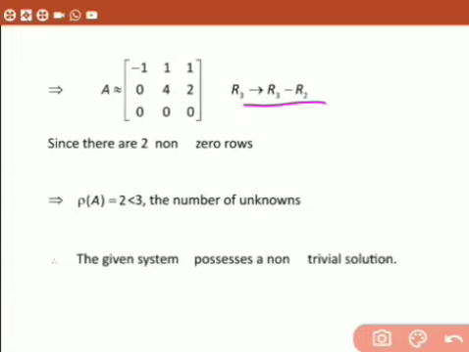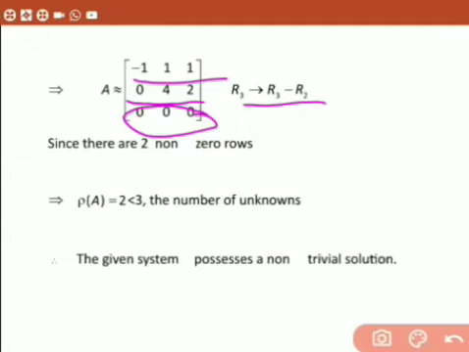So how many non-zero rows are there here? We have these two non-zero rows and this one is totally a 0 row. Therefore, the rank of this matrix is equal to 2. That is the number of non-zero rows. And we have to observe whether it is less than or greater than the number of unknowns here.